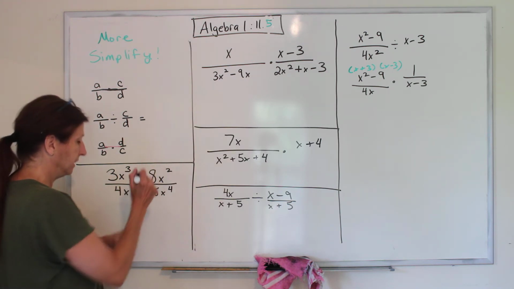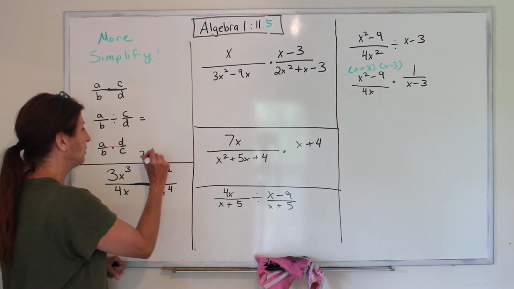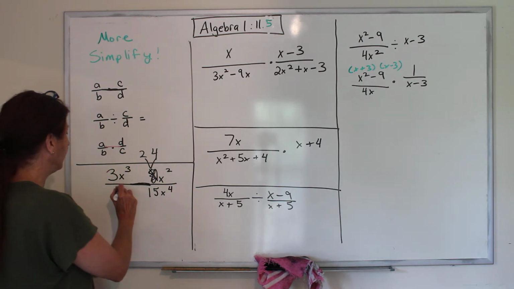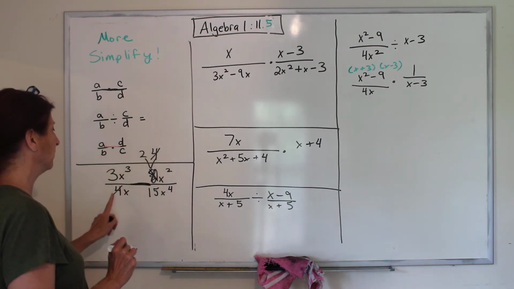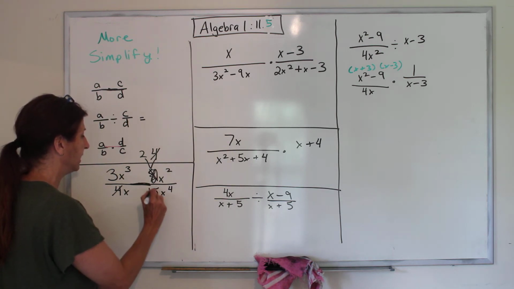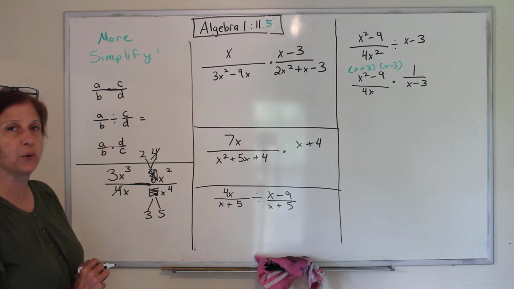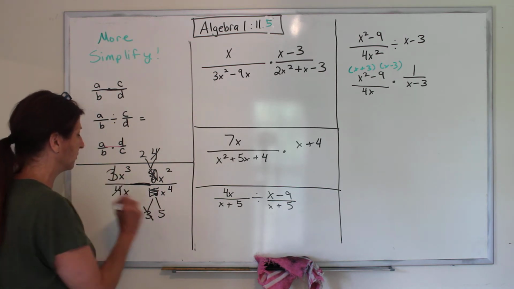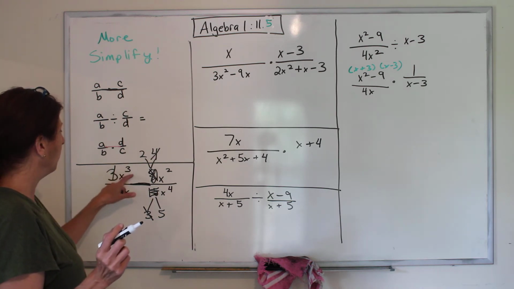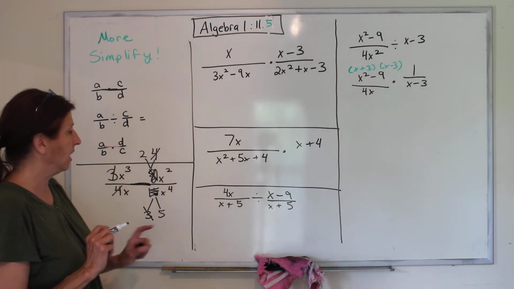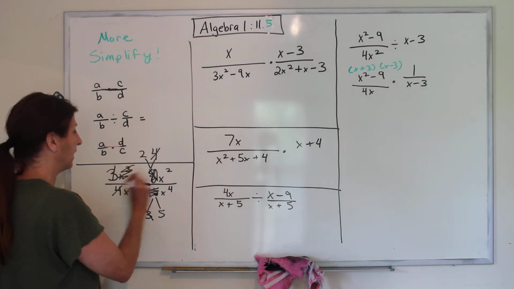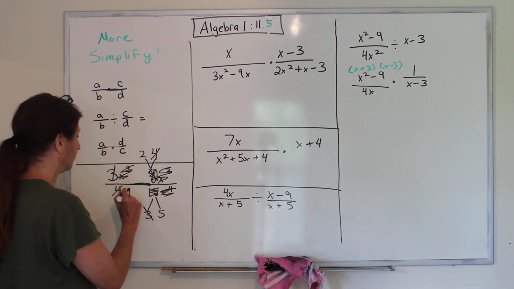Well, this 8 is made out of 2 times 4, so I'm going to convert it and turn it into 2 times 4, and then I can mark out those 4's because I have a 4 in the numerator and a 4 in the denominator. That 15 is really 3 times 5. So I'm going to change it into 3 times 5, and I'm going to mark out this 3 and that 3. Now what about the x's? I have 1, 2, 3, 4, 5 on top, and 1, 2, 3, 4, 5 on bottom. They get all marked out. Oh, isn't that fun? Just marking out those x's.